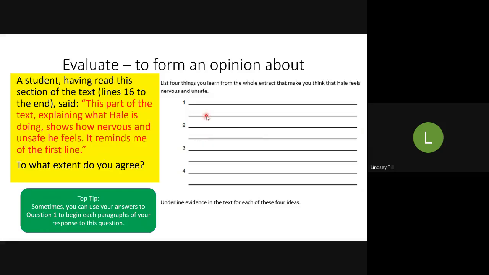Okay. So list 4 things. I'm putting this question in because sometimes you can use your answers to question 1 to begin each paragraph of your response to this question. So, for example, I'm using my question 1 skills and I'm trying to think of 4 things that show how nervous and unsafe Hale feels. So, 4 things that we learned from the whole extract that make me feel that Hale feels nervous and unsafe.